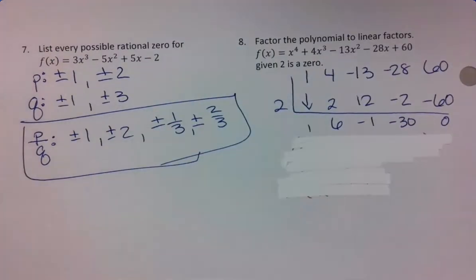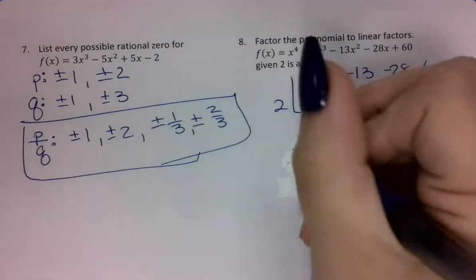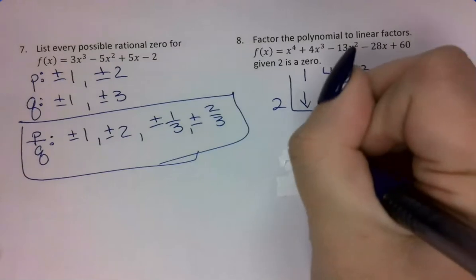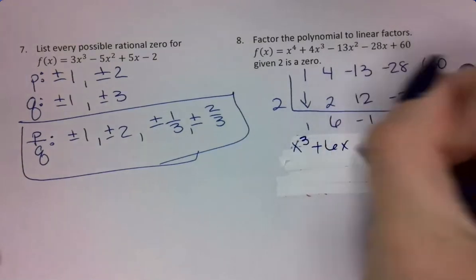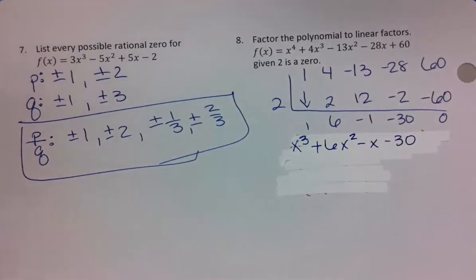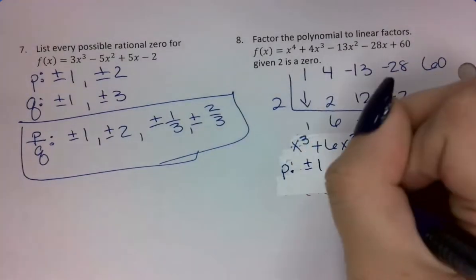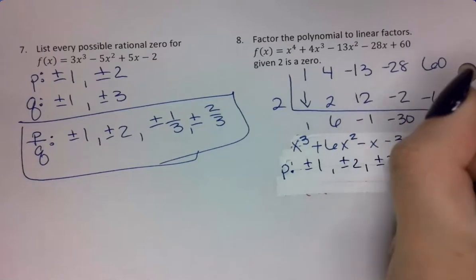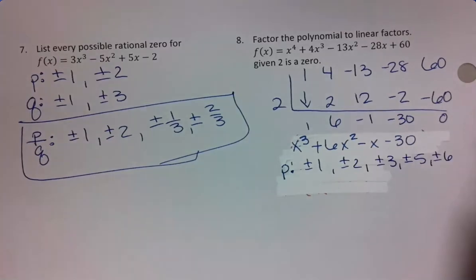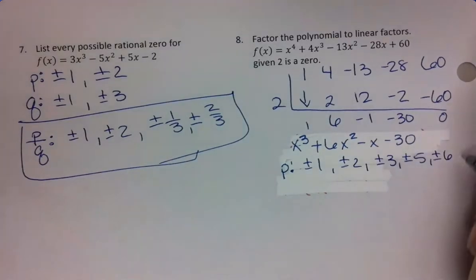So what I want to do here is go back and put this into a polynomial and then figure out my possible rational zeros and then test those. So I'm going to have x cubed plus 6x squared minus x minus 30. So my possible factors of p are plus and minus 1, plus and minus 2, plus and minus 3, plus and minus 5, plus and minus 6. 5 times 6 is 30. 3 and 10 go together. 15. And my last one is 30.